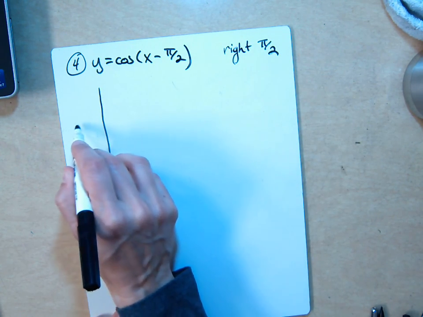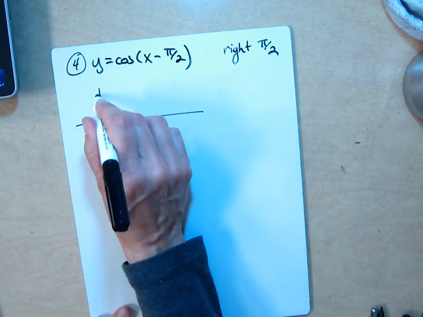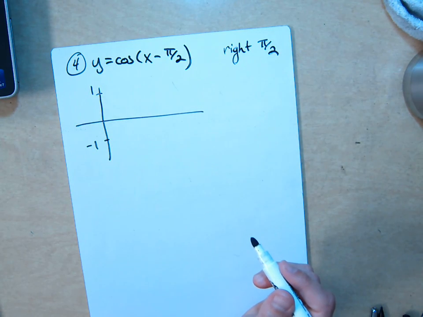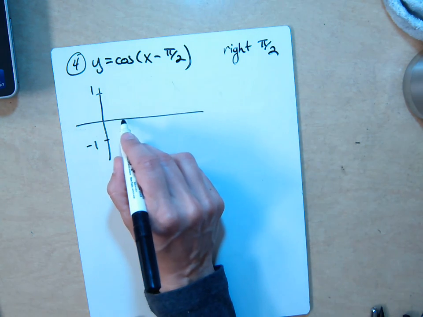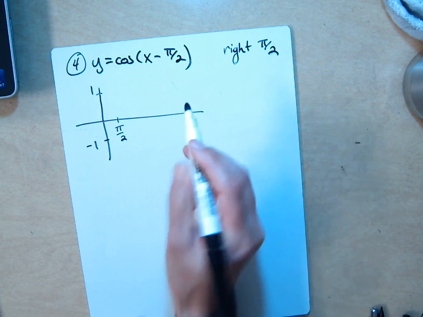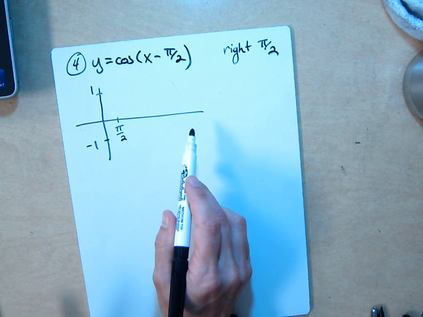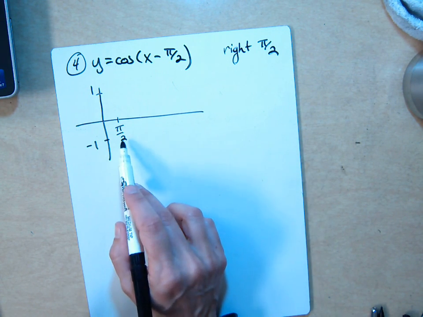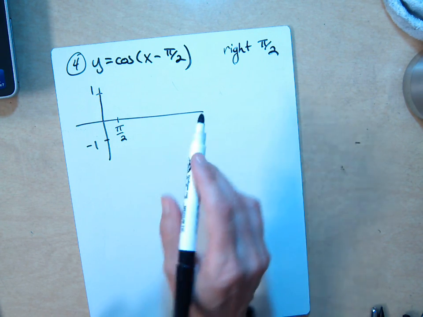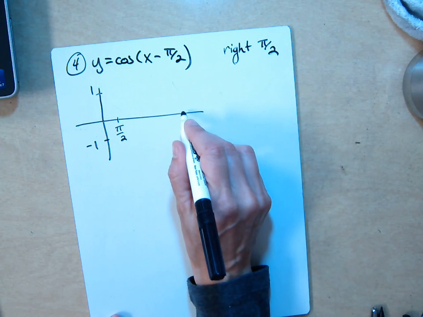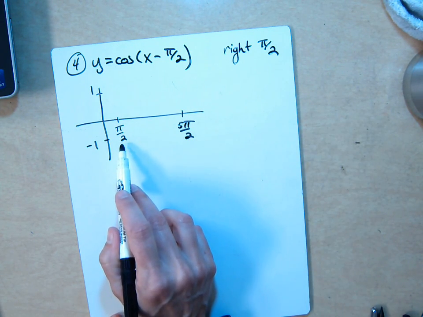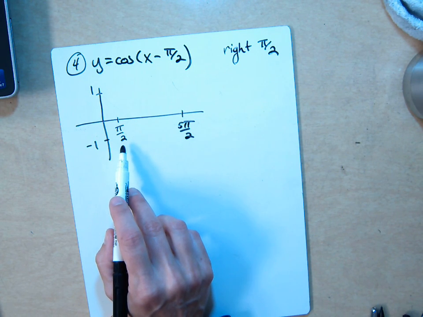So I'm going to start with the y-axis. The highest is 1, the lowest is -1. That doesn't change because my amplitude is the same. But I'm going to start to the right pi over 2. That's my starting place. My ending place, since I'm doing one period of it, you'd have to add 2 pi to this, so that's 5 pi over 2. So you go from there to 5 pi over 2. I just added 2 pi to the leftmost point.